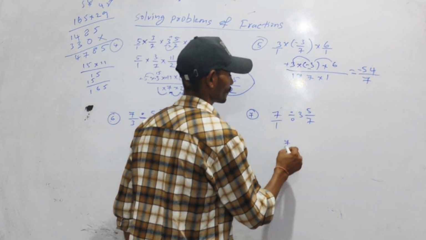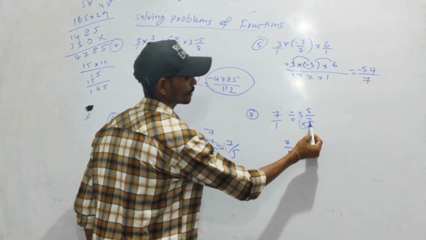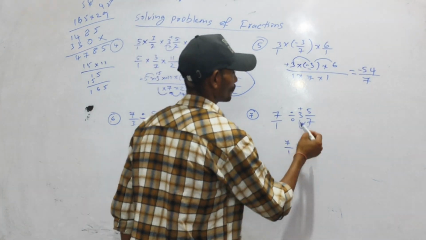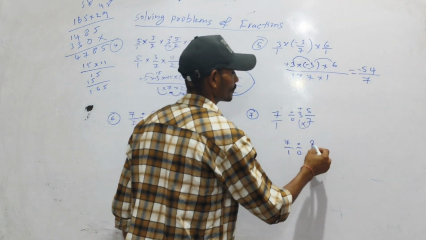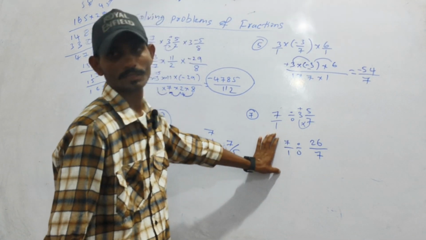After that you are solving 1 divided by 7. 3 7s are 21, plus 6, plus 5, sorry, plus 5, then you are getting 26 by 7. So this is the division of fractions.